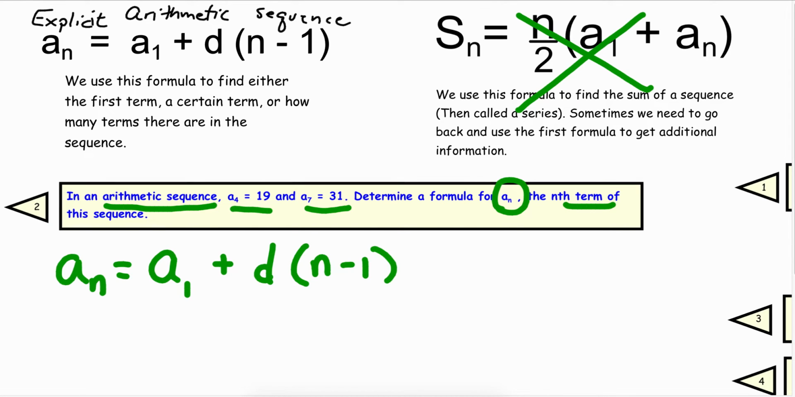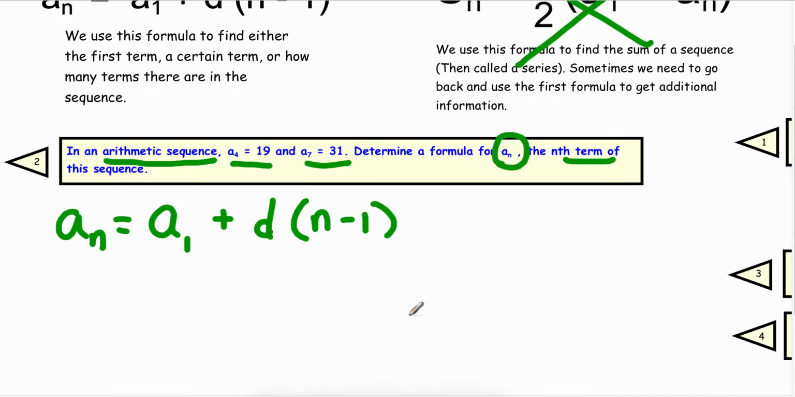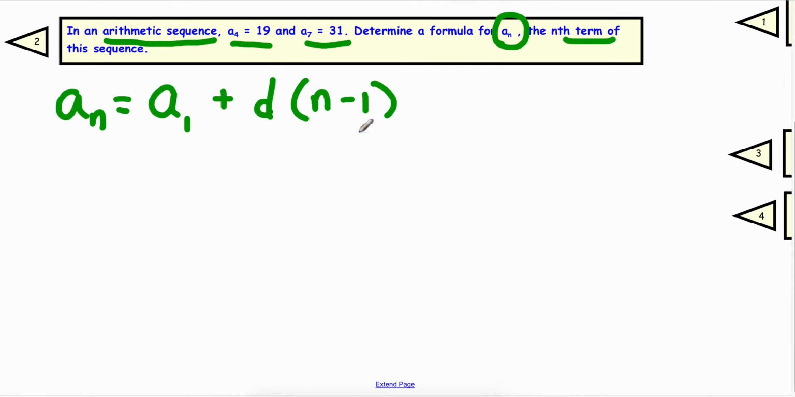Okay, so you start looking at this and you're like, well, wait a second. They didn't tell me what the first term is. They told me what the fourth term is. And they told me what the seventh term is. So right now, I don't know anything here. But we can figure it out. We can take a little sidestep. We can say this.